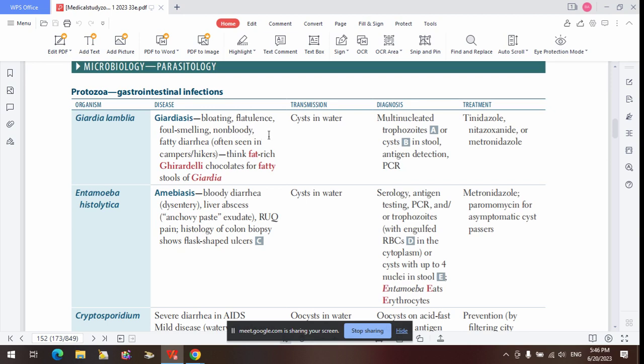It brings about the flatulence. So there's a lot of gas. Flatulence, there's bloating, and there's steatorrhea, and it is non-bloody. Your answer is Giardia lamblia. And we said that it's also one of those problems that can happen in people that are traveling.